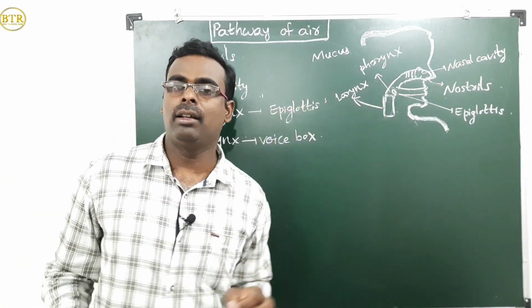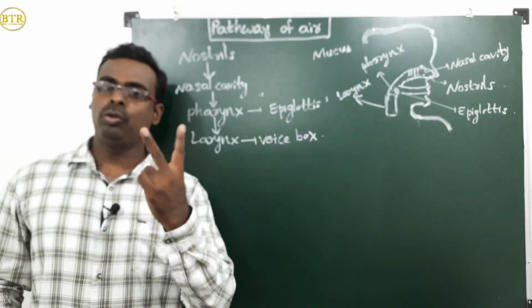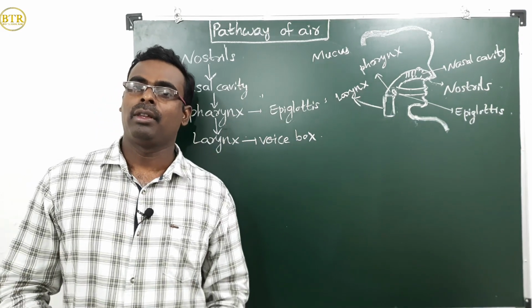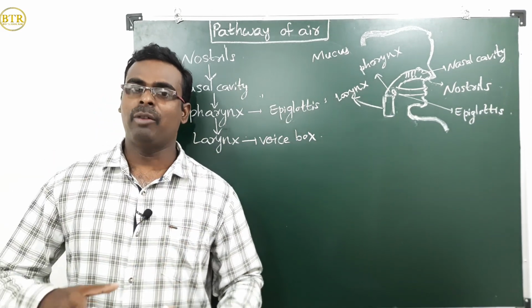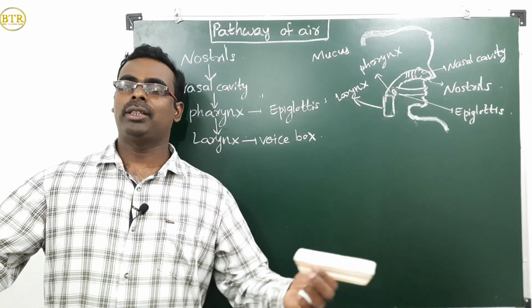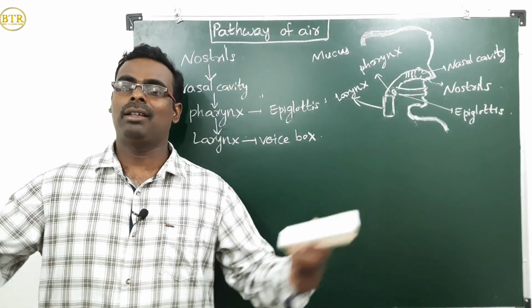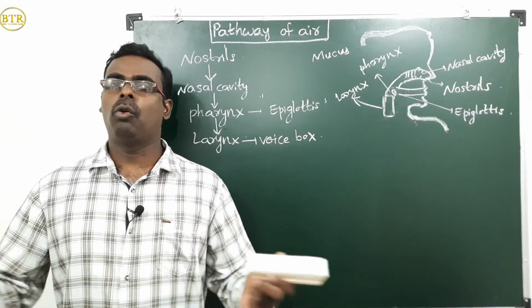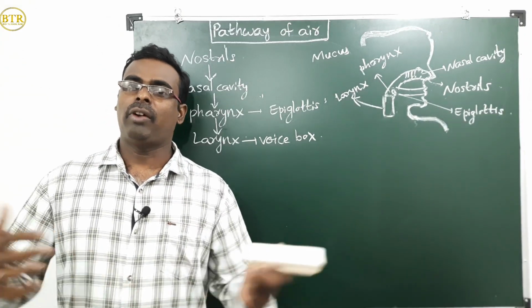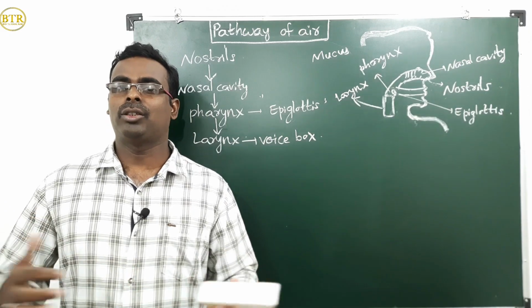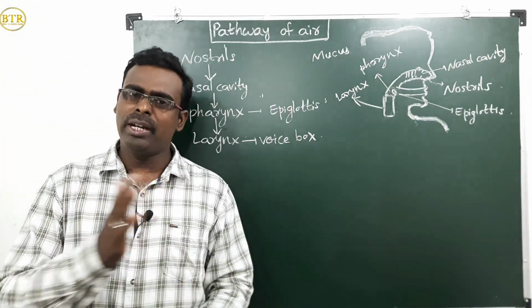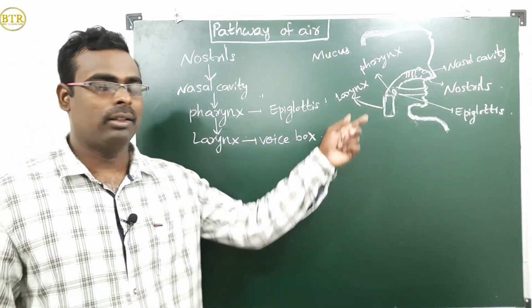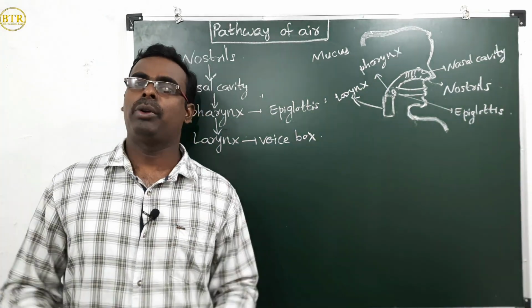What is there inside the larynx? Two vocal cords are present in the larynx. When we breathe out, when the air is coming out from the lungs, it passes over the vocal cords. When the air touches the vocal cords, the vocal cords vibrate. This vibration of the vocal cords brings the sound. If any object is vibrating, sound will be produced. When the vocal cords vibrate, sound is produced.